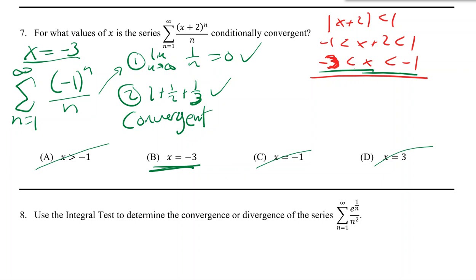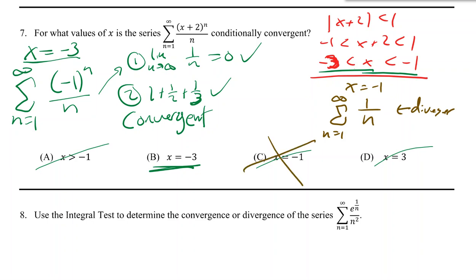So technically you should really test negative 1 also. If I plug in negative 1 here, you get 1 to the n, which is always 1. I just want you to see this, not that hard to test. If I put negative 1 in for x, you end up with this. And this obviously diverges. So x equals negative 1 you shouldn't pick because it's not converging at x equals negative 1. So it's certainly not conditionally converging.